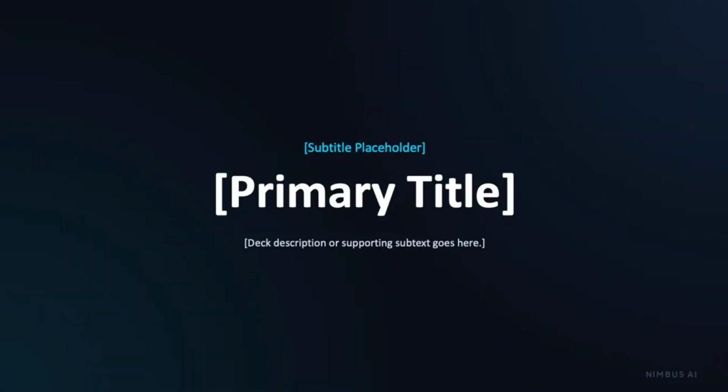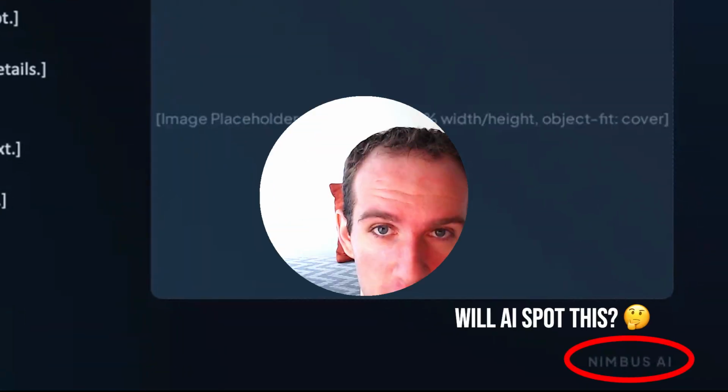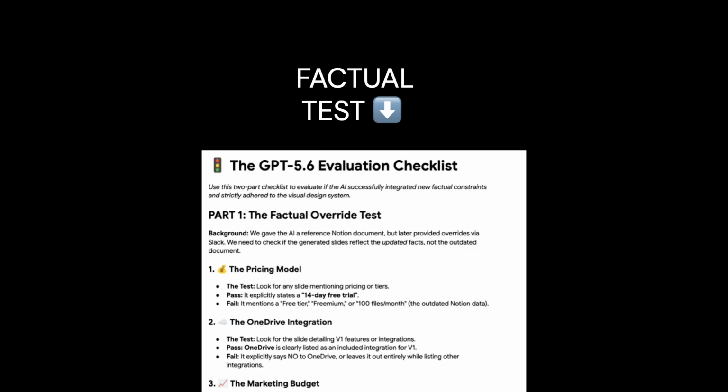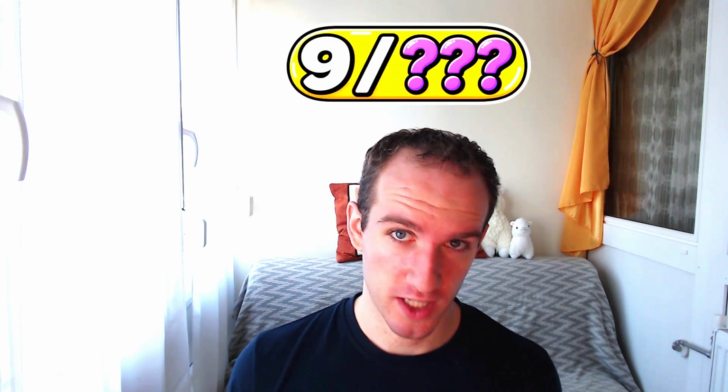in Slack. Also, the PowerPoint template contains details like this tiny watermark that are very easy to miss, and those aren't the only traps. I made a checklist of factual and visual tests. Every mistake costs GPT points, and at the end we'll give it a final score.